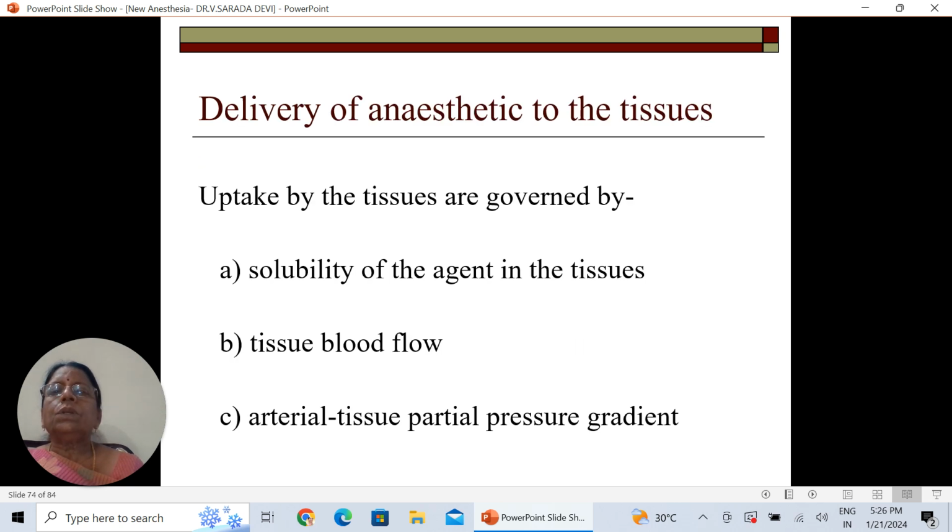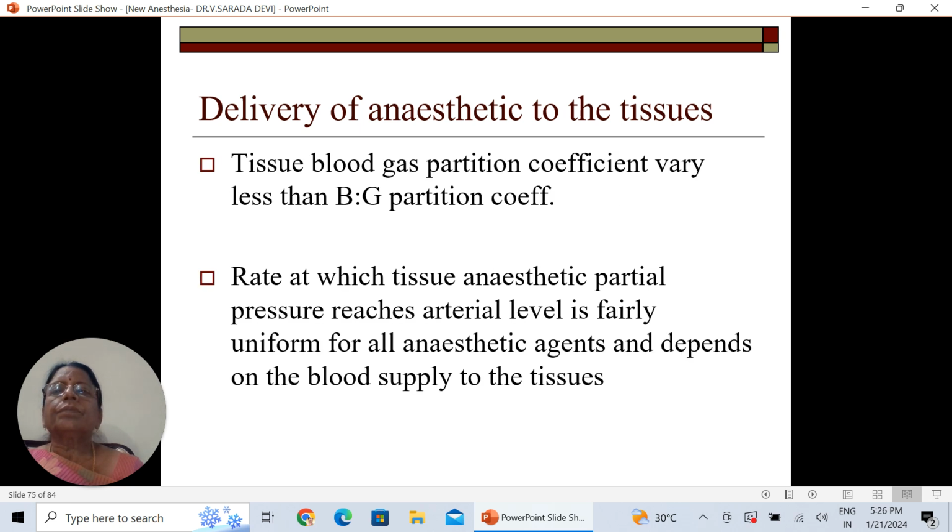So, delivery of anesthetic to tissues. Uptake by the tissues is governed by the solubility of the agent in the tissues, tissue blood flow and the arterial tissue partial pressure gradient. Tissue blood gas partition coefficients vary less than blood gas partition coefficients. So the rate at which tissue anesthetic partial pressure reaches the arterial level is fairly uniform for all anesthetic agents and depends upon the blood supply to the tissues.